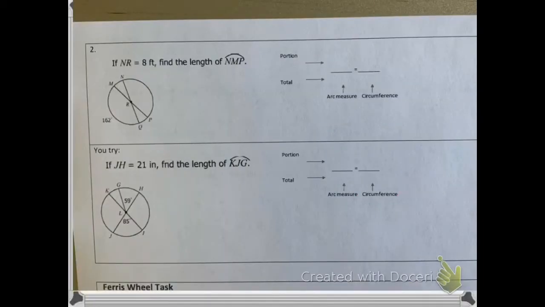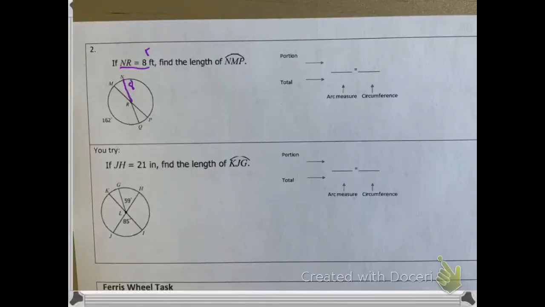For number 2, we're going to be doing the same setup in order to find the arc length of NMP. So they give us that NR is 8 feet. So from R to N, centered to a point on the circle, that would be the radius. So that's 8 feet.